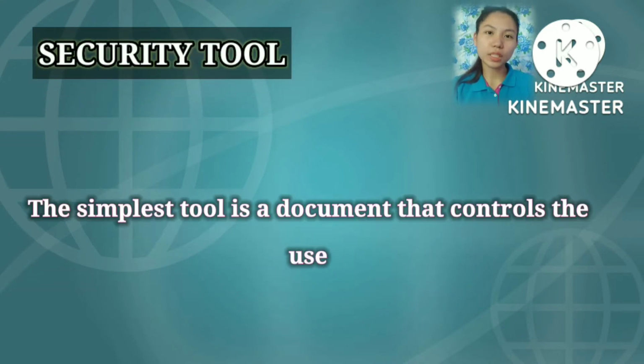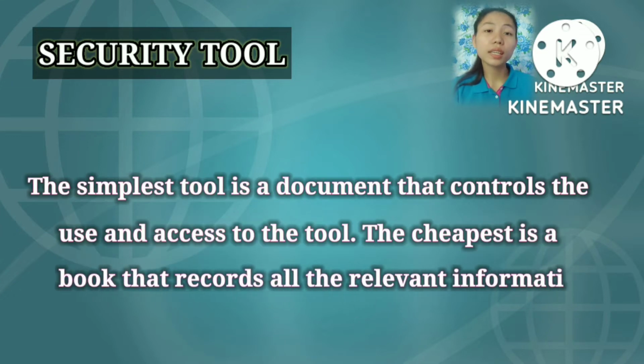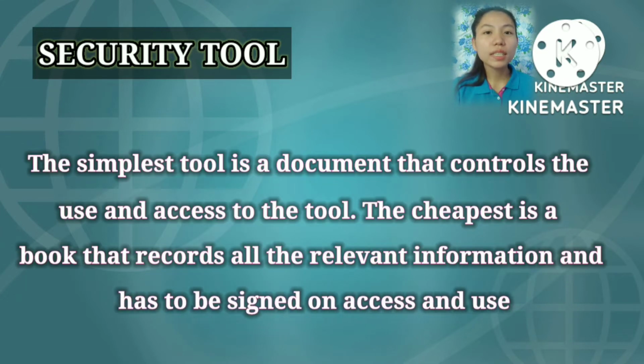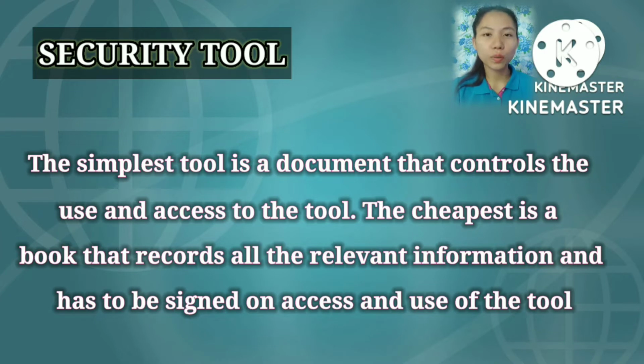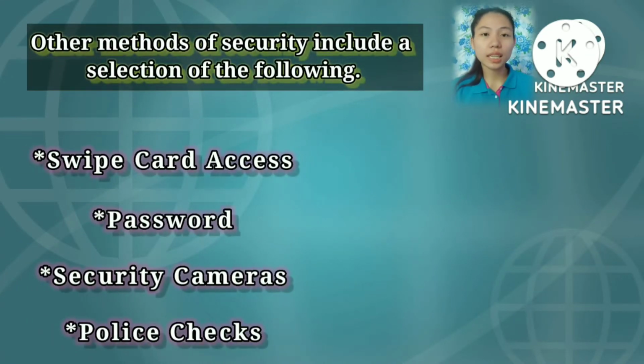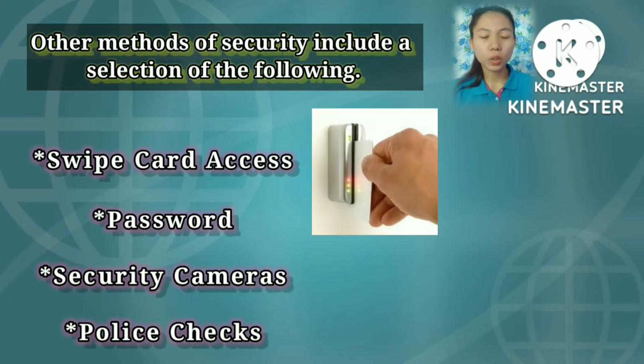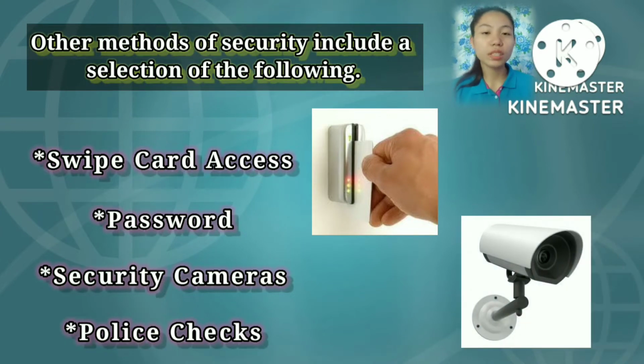Next is security tools. The simplest tool is a document that controls the use and access to the tool. The simplest is a book that records all the relevant information and has to be signed for access and use of the tool. Other methods of security include a selection of the following: swipe card access, password, security cameras, and police checks.